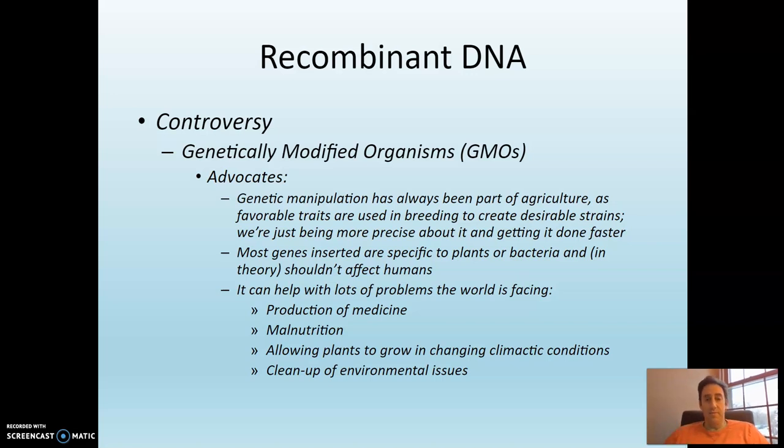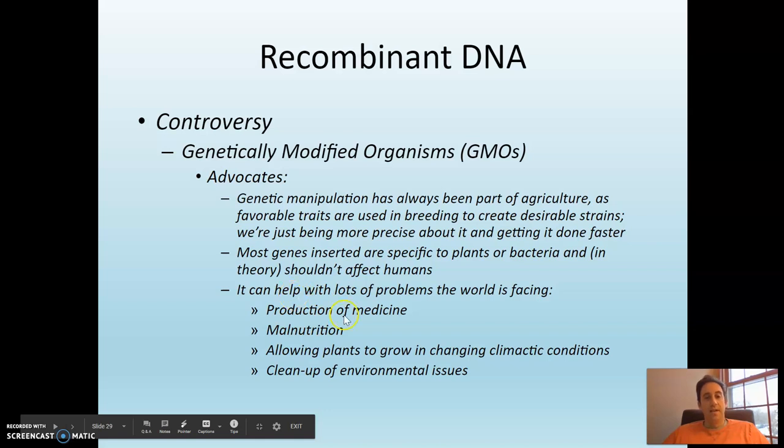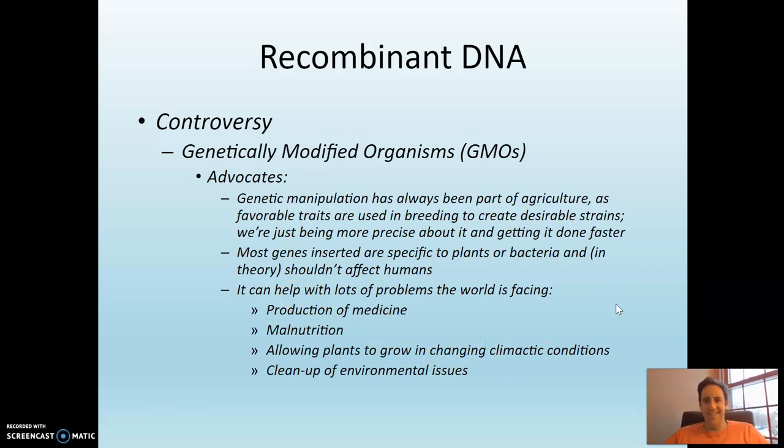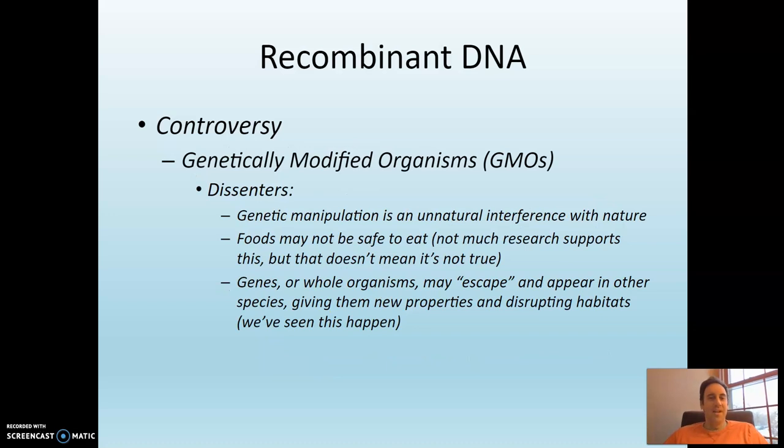And we've seen this in examples, production of medicine through insulin and the blood clotting protein, malnutrition with that golden rice, allowing plants to grow in changing climatic conditions, and then cleaning up environmental issues.